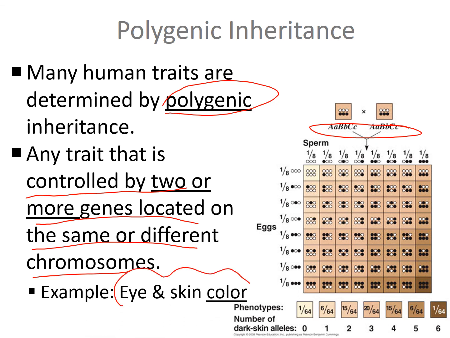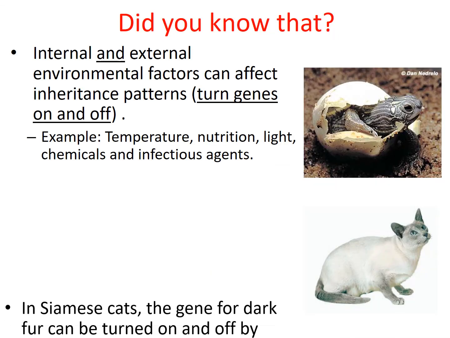Example, eye color and skin color. A lot of times, the darker you are, the darker your eyes are. The lighter you are, the brighter your eyes are. It just kind of works together.